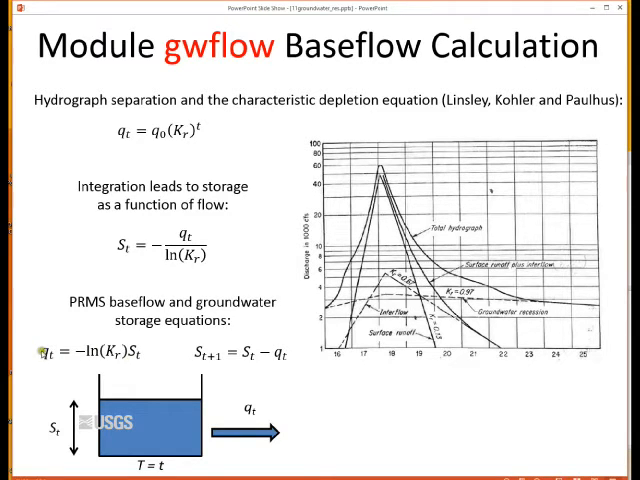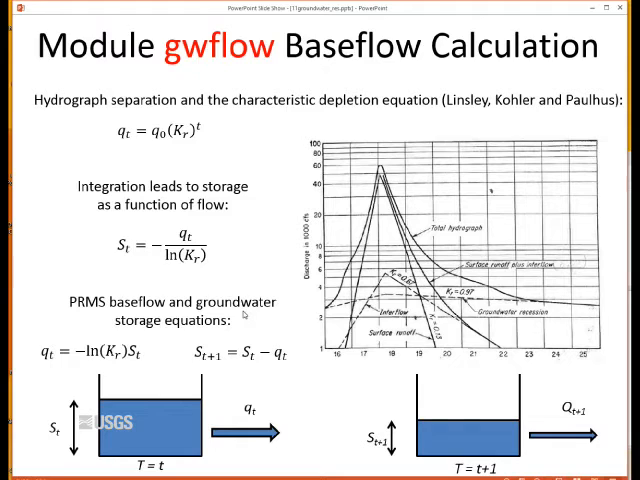So we can compute Q, the base flow, at any given time using this groundwater flow coefficient. You've got the Q at this time step, subtract that Q from the storage at this time step, and you get the storage for the next time step. This is the same system one time step later.